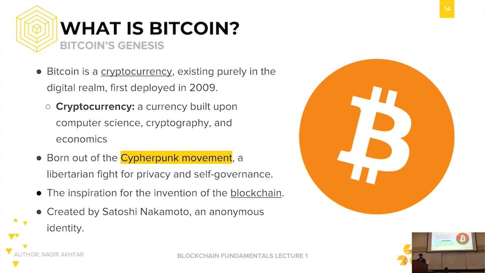Bitcoin was the inspiration for the invention of the blockchain. It was how the term blockchain came about, because Satoshi Nakamoto, an anonymous identity, had written a 9-page white paper back in 2008. Satoshi Nakamoto could be a man, a woman, a dog, a group of people, it could be anyone. We don't actually know who the inventor of Bitcoin is, which is fascinating, considering that it's the most prominent and most rigorous cryptocurrency that exists.